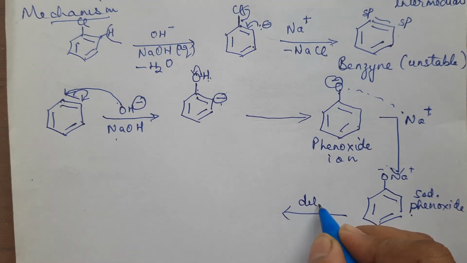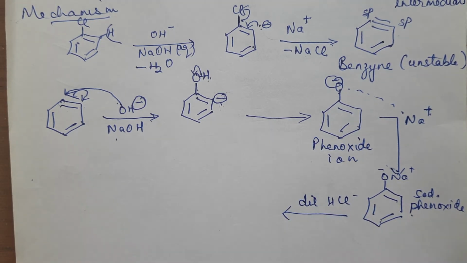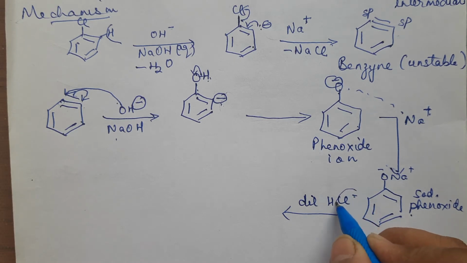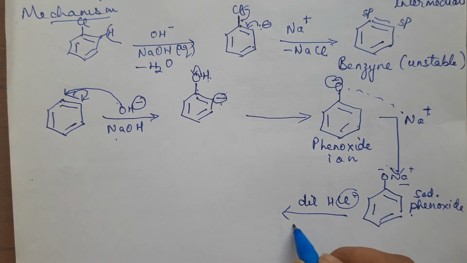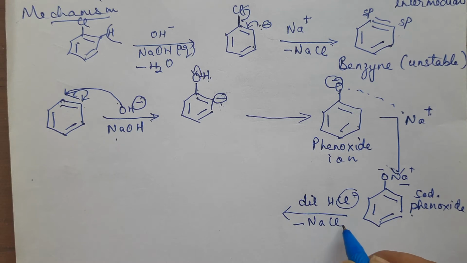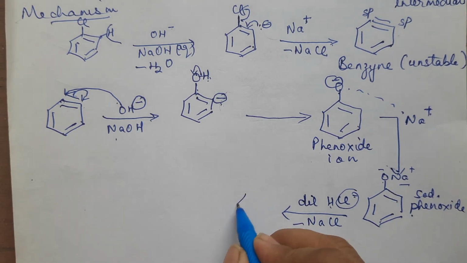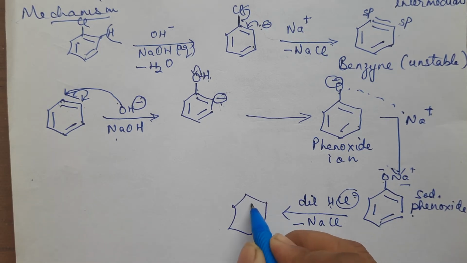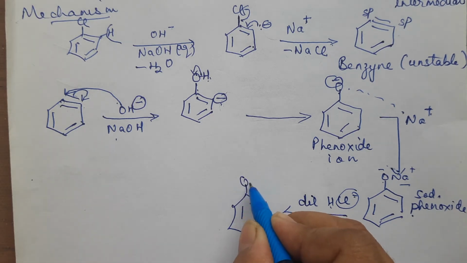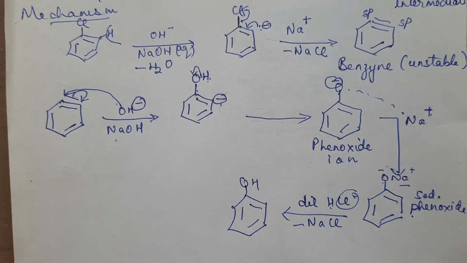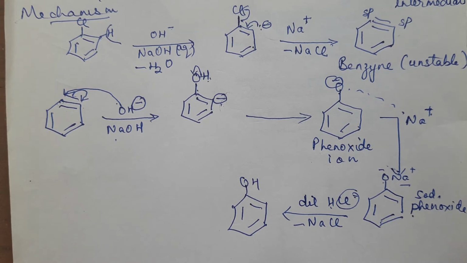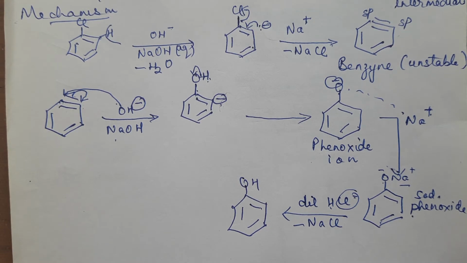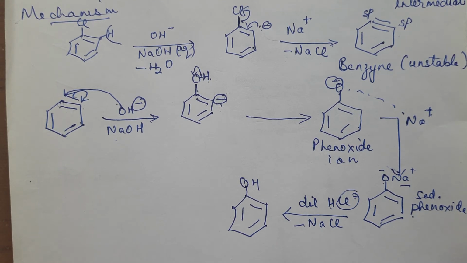Now there is a role of this HCl. Dilute HCl we have taken. So dilute HCl means this Cl and Na will come out as NaCl. This will come out as NaCl, and this H will go here, and what you will get is phenol. Right. So you can just take the screenshot and please prepare the notes. This is the preparation of phenol from haloarenes mechanism.